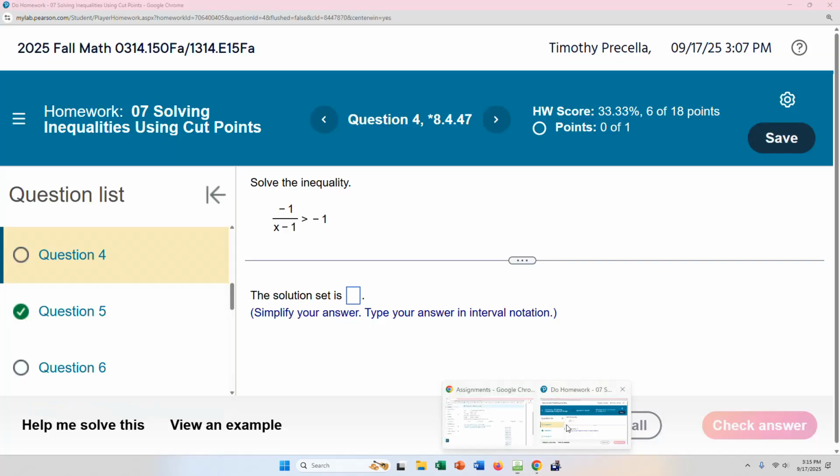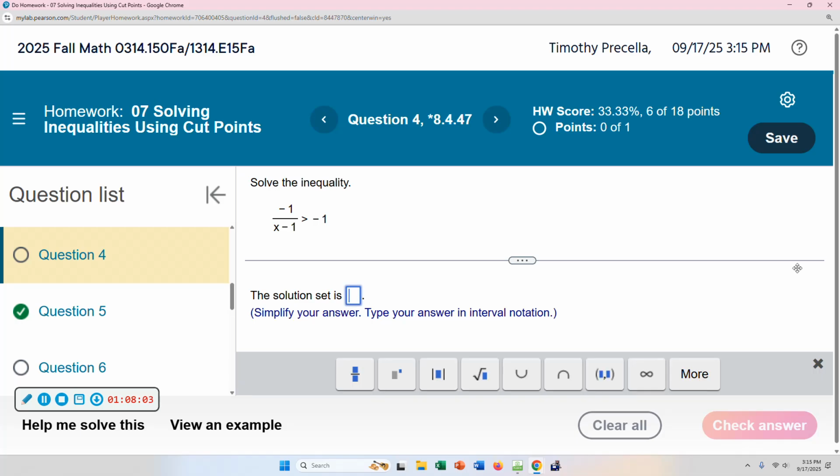Let me type that in. Parentheses, negative infinity. Once again, there's not a negative infinity hot button, just a plain infinity. So to get a negative infinity, you have to type the negative sign from your keyboard and then the infinity symbol.